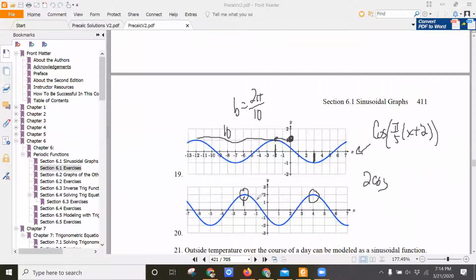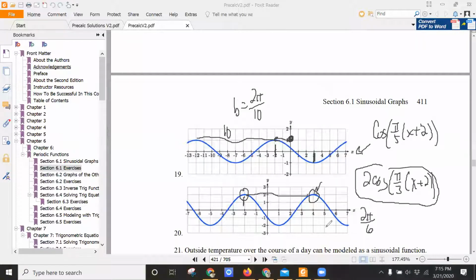It took 6 units to repeat. So pi over 3, right? 2 pi, better write that. 2 pi over 6 is pi over 3. And it's shifted, I guess I'll go left 2. So x plus 2. And it's not shifted up or down, so I think that's the equation. What would it be if I used that point and I went right 4?